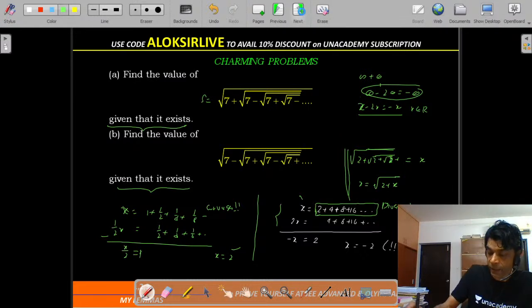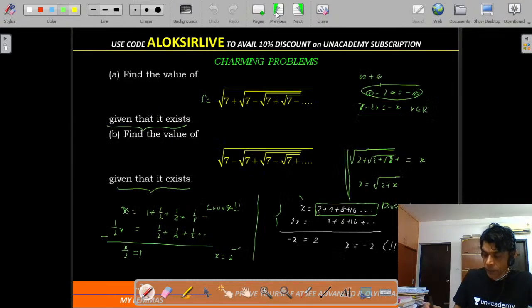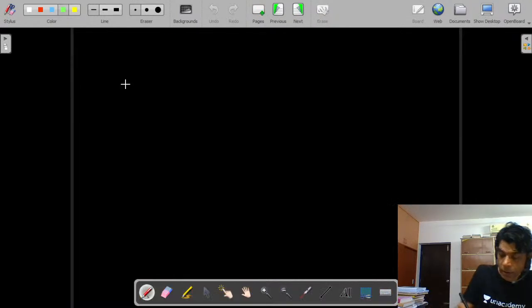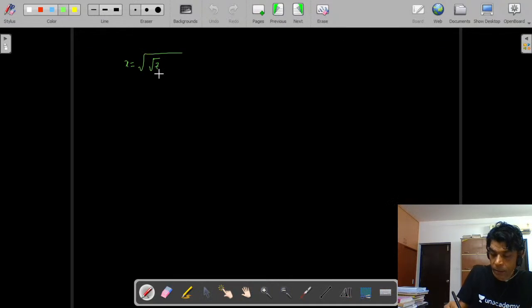So let me do A. I can write like this. Let me add a page. So let me write x. x is the square root of 7 plus the square root of 7 minus the square root of 7, square root of 7, and all those numbers.